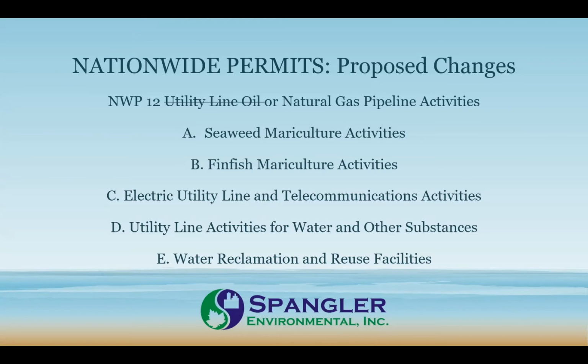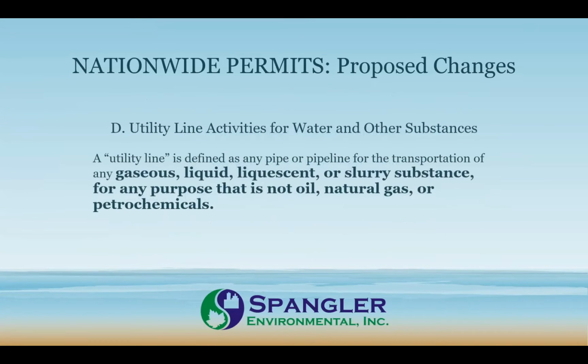Particularly with regard to Nationwide 12, the C, D, and E there are other types of utilities that used to all be covered under Nationwide 12 collectively. You can see the electric utility line, water and other substances, and water reclamation and reuse facilities. So the water and other substances basically includes everything except oil, natural gas, or petrochemicals. So gaseous, liquid, liquescent, slurry substances, water, and wastewater, and other things.